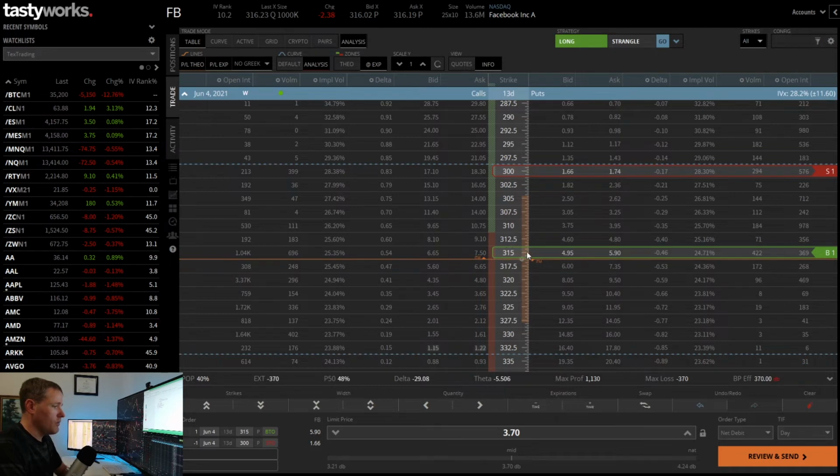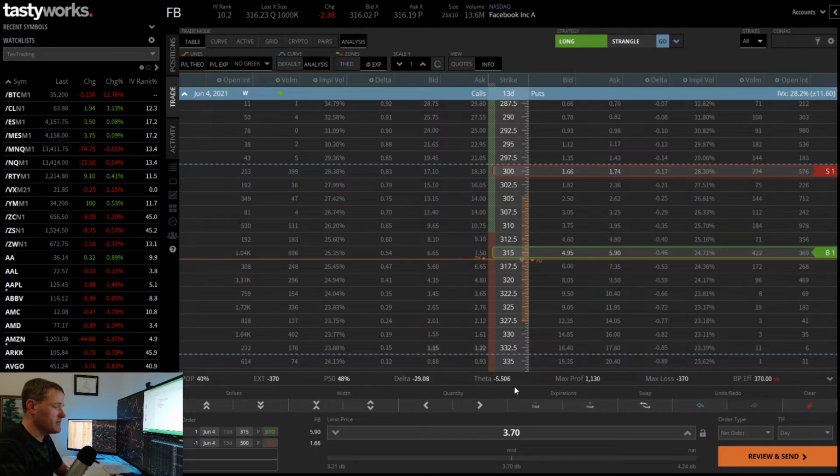All right, so there you go. We are long one 315 put, which is just out of the money, and we are short one 300 put. That's a 15-point wide spread. It's a pretty wide spread there. You can see that our max loss is $370, so it's going to cost us $370 to put the trade on. Max profit $1,130, so really good risk reward on the trade, and that's really because we have such a wide spread here. I'll show you that in just a moment.